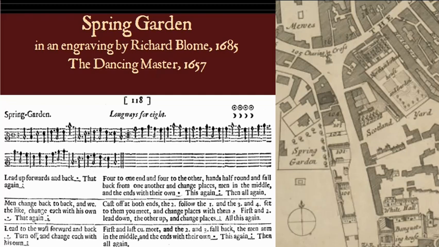The dance called Spring Garden first appears in the 3rd edition of The Dancing Master, printed in 1657. I think that it's most likely to refer to an area near Charing Cross. Popular from Elizabethan times onwards, its amenities included a bathing pond and, briefly, a bowling green. After the Restoration, the land was built on.